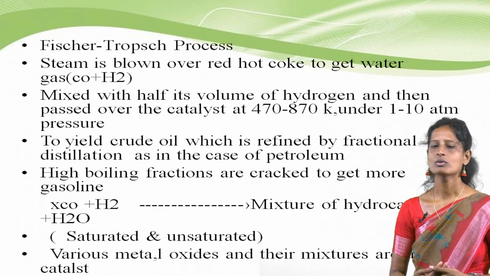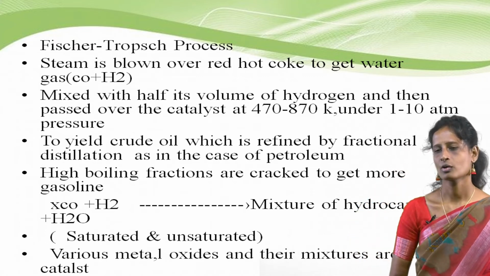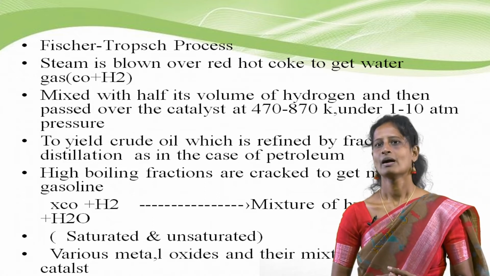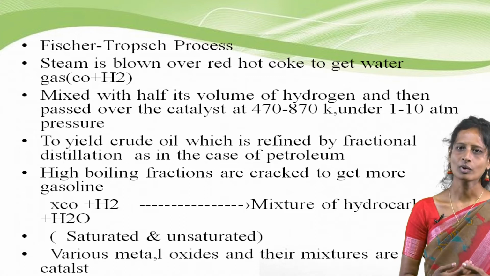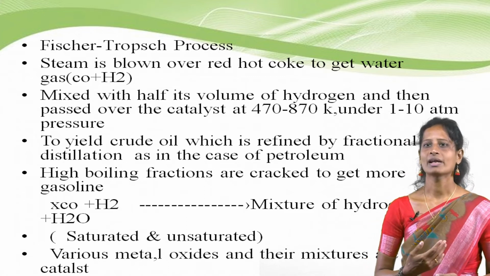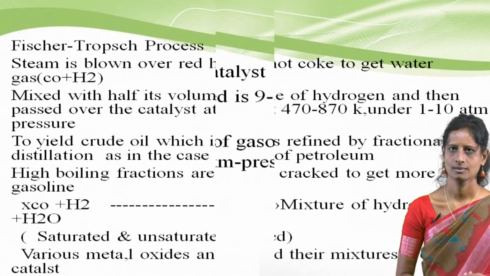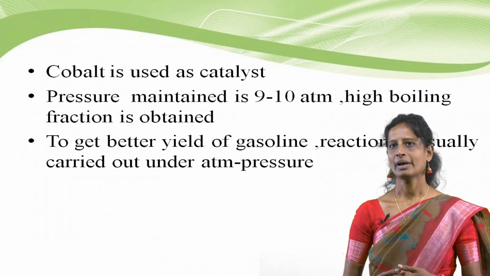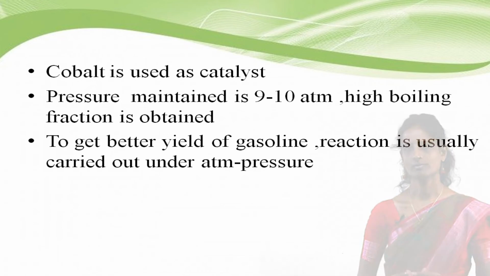Here x molecules of carbon monoxide react with hydrogen to give a mixture of hydrocarbons, which may be saturated or unsaturated, along with molecules of water. Various metals, oxides and their mixtures are also used as catalysts. Not only acid; for the Fischer-Tropsch process we also use metals and oxides. One of the catalysts used here is cobalt, the main catalyst used in cracking in petroleum refining.